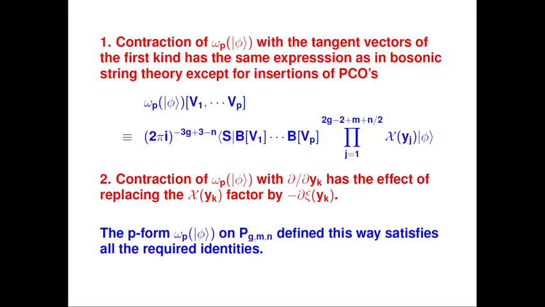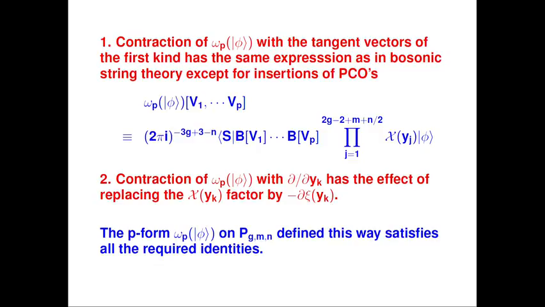Now, we have to understand how to contract omega_p of phi with ∂/∂y_k. These are the second kind of tangent vectors. And it turns out that there is a very simple prescription for this, which is simply that if you want to contract omega_p with ∂/∂y_k, then we pick this chi of y_k factor. Clearly, there will be a chi of y_k factor in this, it is one of the coordinates after all. You pick the chi of y_k factor and replace it by minus ∂ xi of y_k. Xi was the fermionic field that you got from bosonizing the beta gamma ghosts.